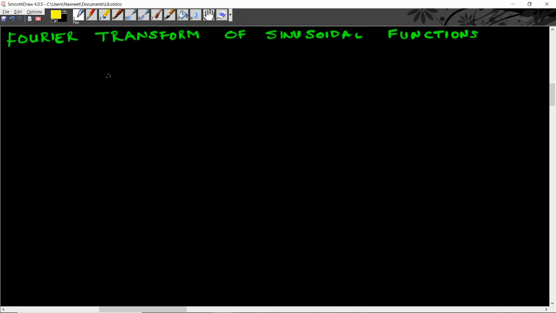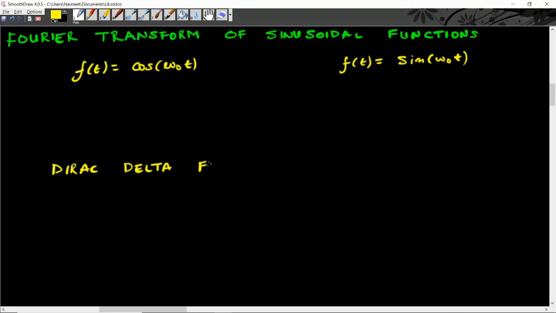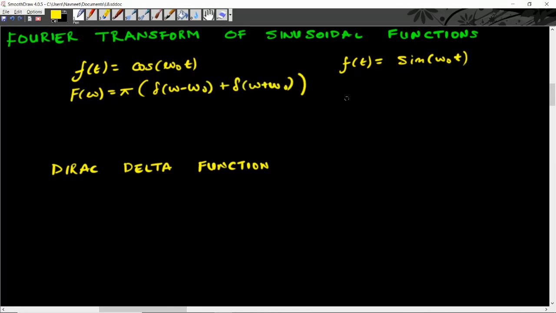In this lecture, we'll discuss the Fourier transform of sinusoidal functions. In the previous lecture, we have seen that the Fourier transform of cosine and sine functions can be expressed in terms of the Dirac delta function as, and for a sine wave, we can write the Fourier transform in terms of delta functions as this.